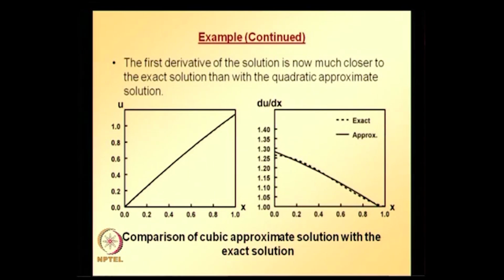Now if you compare this with what you have seen earlier using the quadratic trial solution, the first derivative of the solution is now much closer to the exact solution than with the quadratic approximate solution. So this is how you can increase the accuracy in the derivative quantity if you are interested, but it comes with some expense: you need to spend more computational effort, or it involves more calculations. Okay. So now let us take another example.